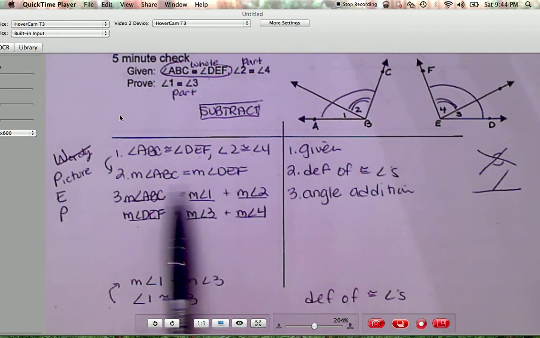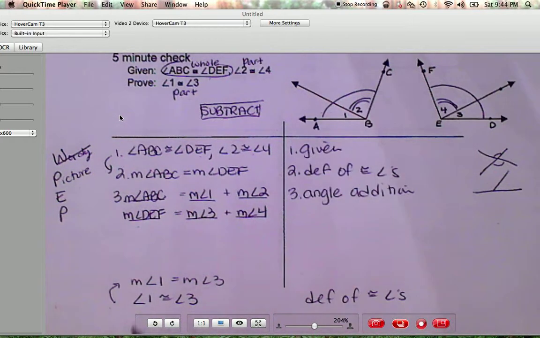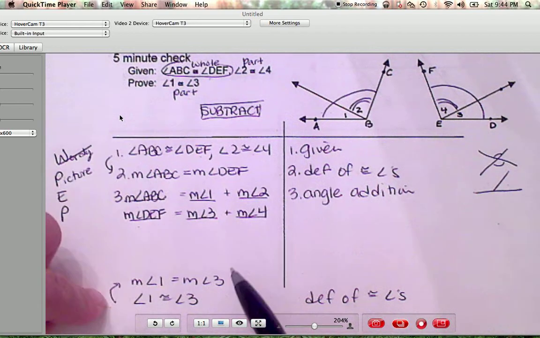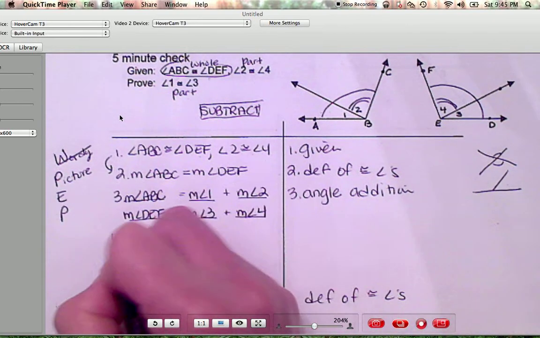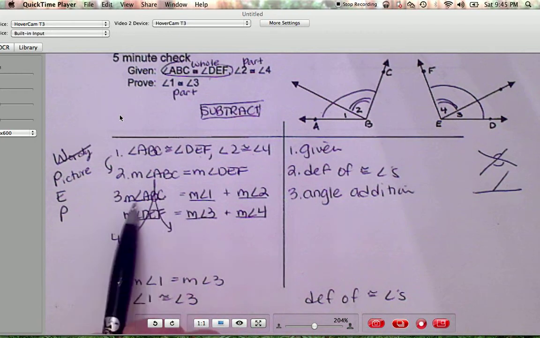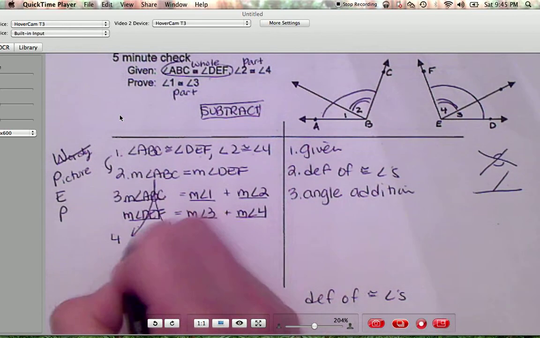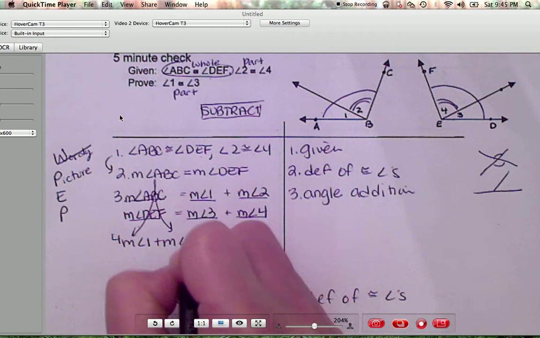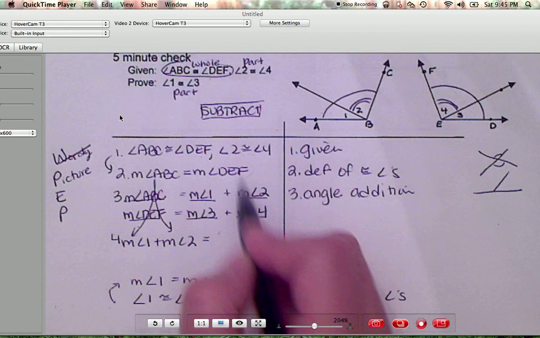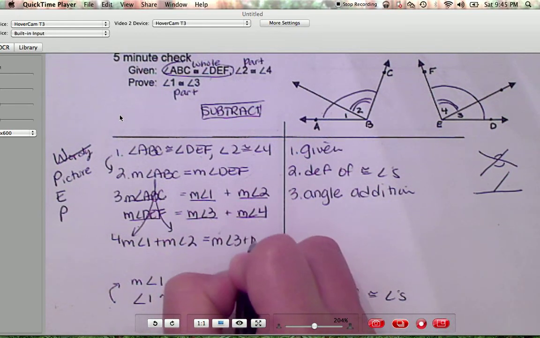So we've got these whole angles, okay? And the thing with these whole angles is before we can subtract, we're going to have to stretch them out into their multiple angles before we can take a piece away. So we want to stretch ABC out into 2 angles. And the angle addition step tells us that ABC is equal to 1 plus 2. So instead of writing ABC, we write the measure of angle 1 plus the measure of angle 2. And instead of DEF, when we stretch that guy out, DEF is equal to 3 plus 4, so measure of angle 3 plus the measure of angle 4.